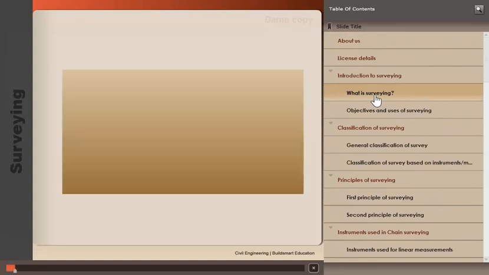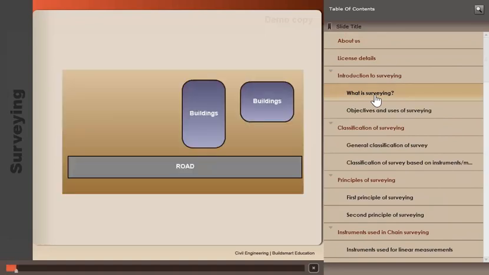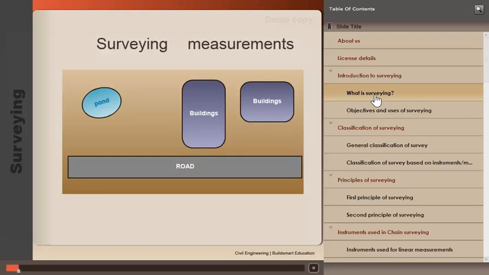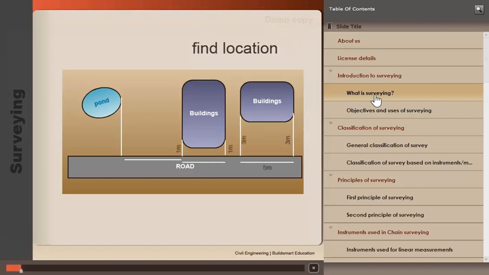Consider a piece of area. There are buildings, roads, and a pond. Surveying means taking measurements. We take measurements to find out the location of buildings, the ponds, the roads, and other points of interest in the area.